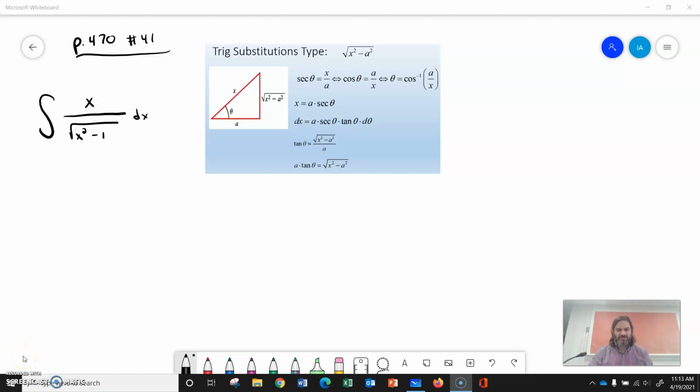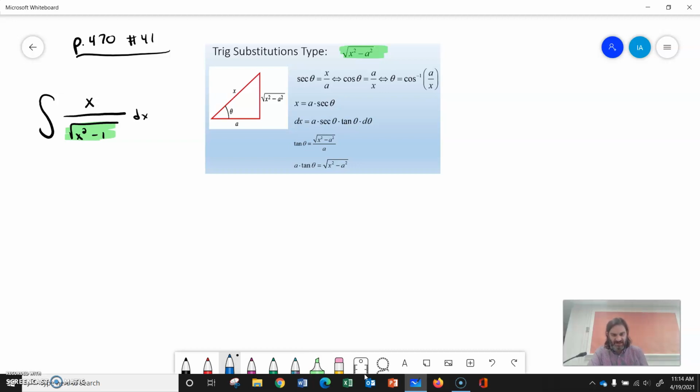Alright, so we're going to do a trig substitution integration problem here. The integral is the fraction x over the square root of x squared minus 1. So that is going to be the type where we have the square root of x squared minus a squared. So we're going to use that to set up our trig substitution.